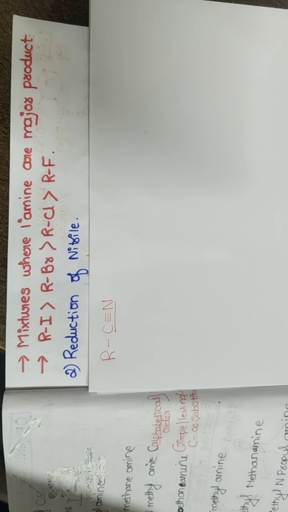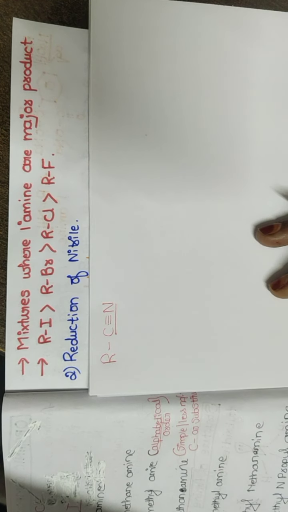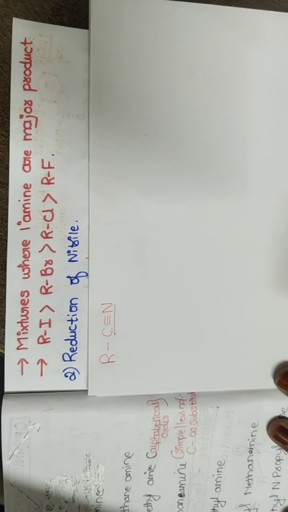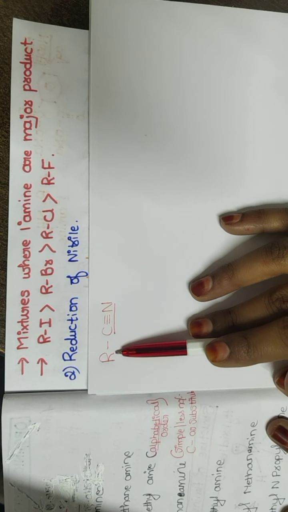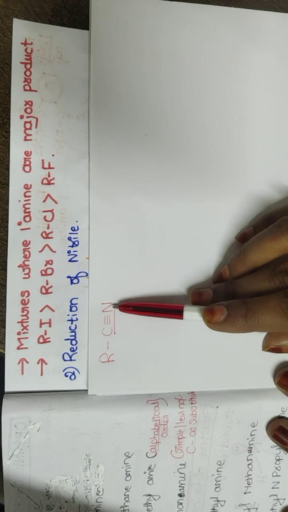What do we mean by reduction? You can define it in two ways. One is addition of hydrogen. If I add a hydrogen, then it is called reduction. Or removal of oxygen. If I am removing the oxygen from a substrate molecule, that is also called reduction. So here the substrate is nitrile, that is RC triple bond N.